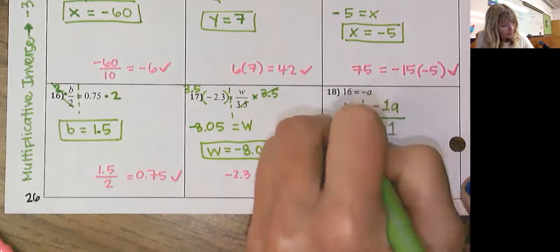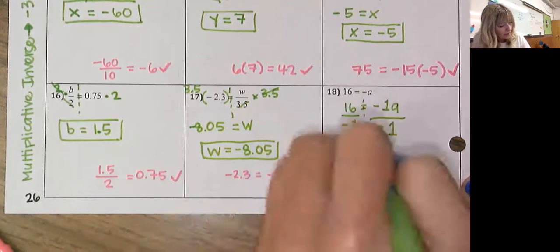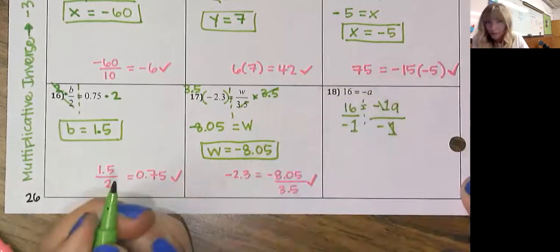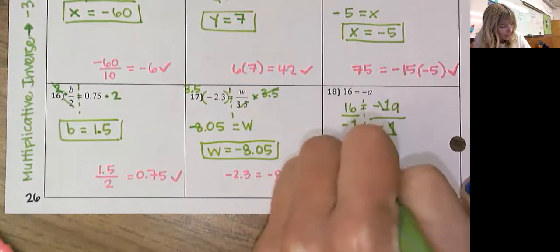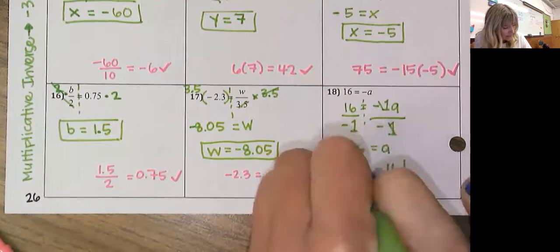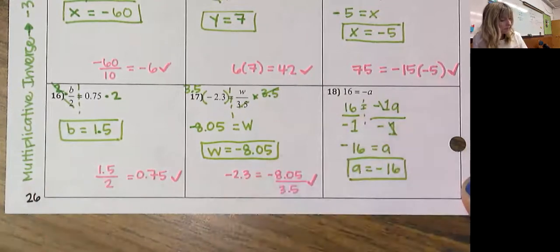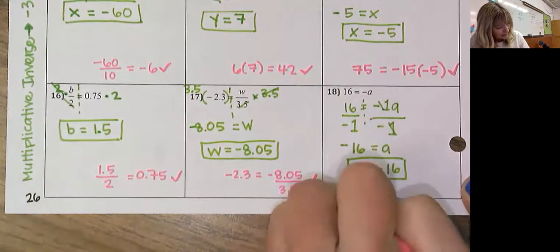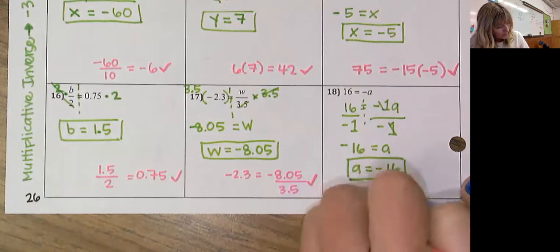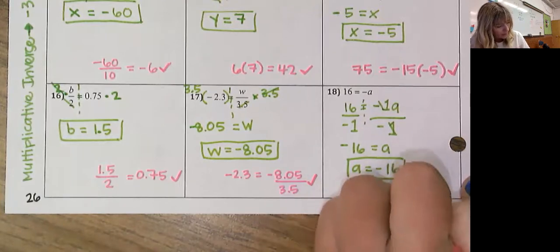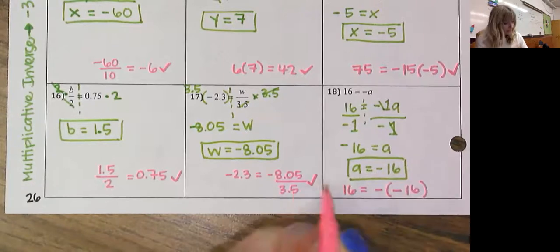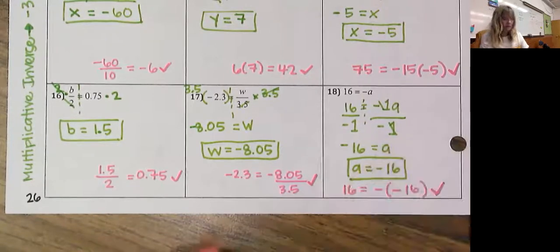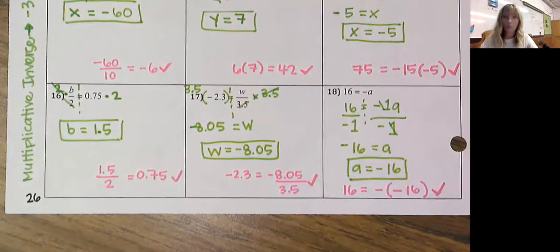Divide that side by negative 1, divide that side by negative 1. This turns to positive 1, which is what I wanted. Negative 16 equals a, so a equals negative 16. Let's plug it in and see if that makes sense. 16 equals negative negative 16. What does the double negative do? Oh, it makes a positive. Checks out. That was complicated with the signs, but it works.